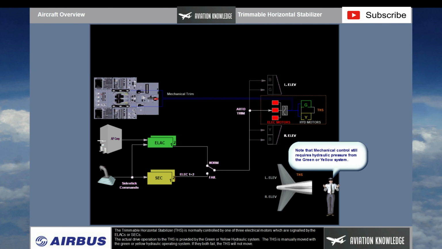The trimmable horizontal stabilizer, or THS, is normally controlled by one of 3 electrical motors, which are signaled by the ELACs or SECs. The actual drive operation to the THS is provided by the green or yellow hydraulic system. The THS is manually moved with the green or yellow hydraulic operating system. If they both fail, the THS will not move.